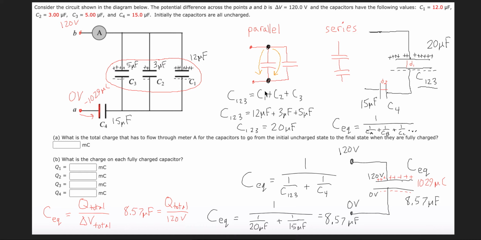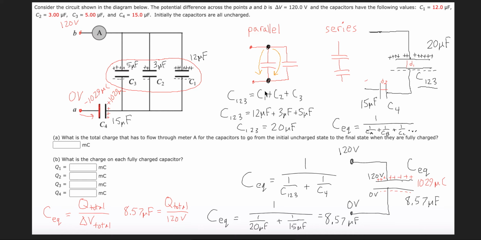So it would go on to C4. That means that positive 1029 microcoulombs are going to go onto its positive plate. So there would be an equal amount of negative charge on the other capacitors on their negative plates. All right, so we just got to work our way back, and let's look at this diagram now.